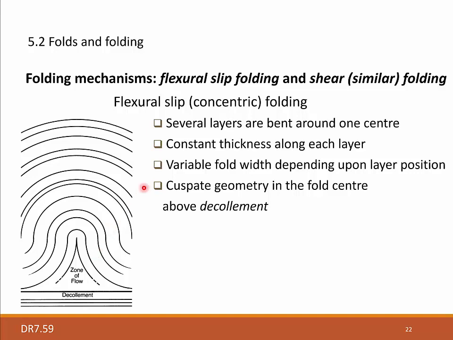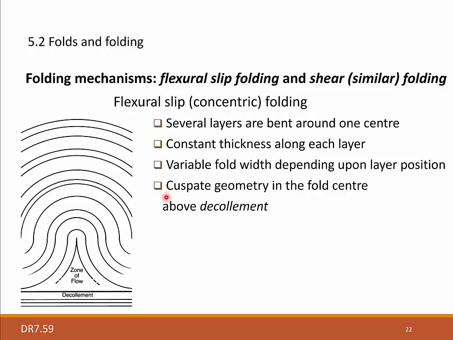We also see that different layers have different fold width, depending on where they are positioned within the fold structure, whether they are close to the core or further outside. The outer arcs are wider than the inner arcs.